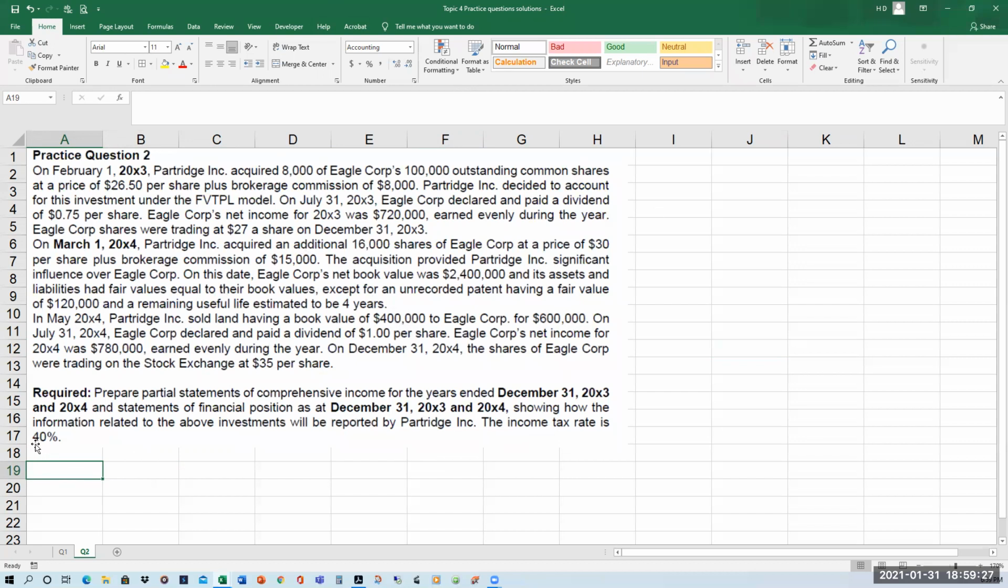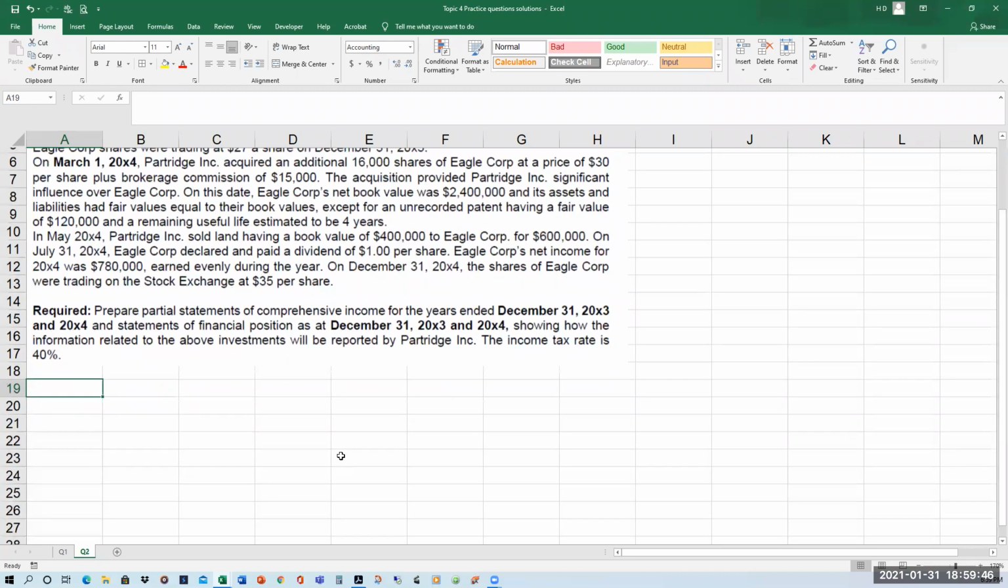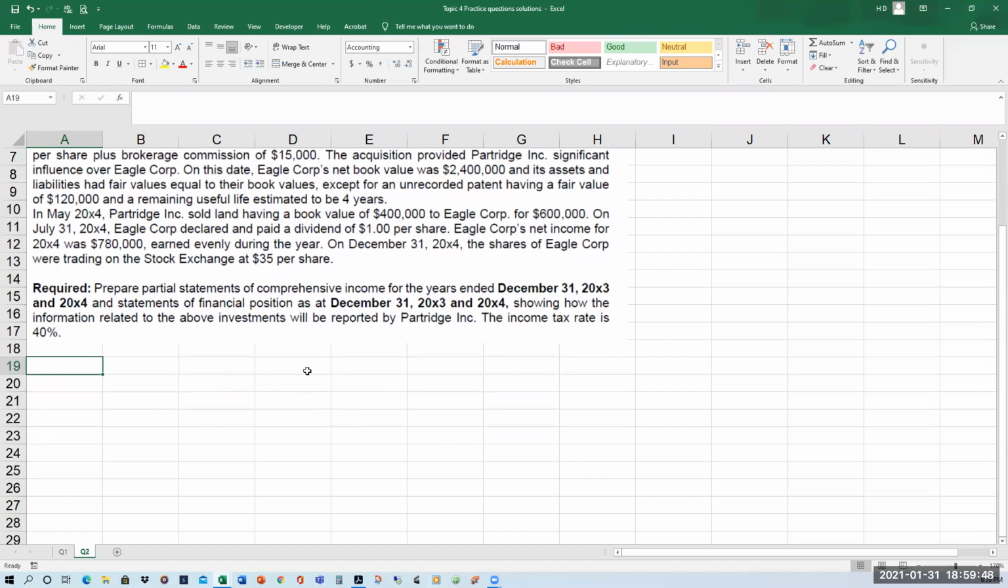The income tax rate, we are told, is 40%. That's always good to know. The requirement is to make partial statements of comprehensive income for the years ended December 31st, 2003 and 2004, and then statements of financial position for those year ends as well. So it's all in the name of Partridge. I like setting up my answer first. So I'm going to be making a partial statement of comprehensive income, Partridge.